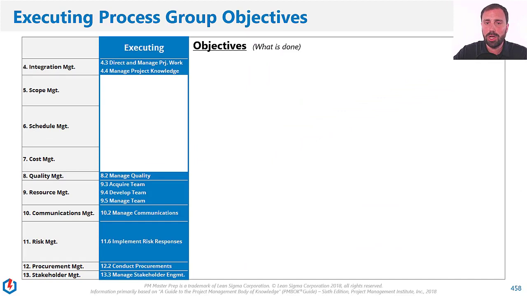All right, let's talk about what is actually done in this executing process group. We said 10, you should see now, 10 processes. And as we look toward the left, let's count them out. Integrating, that's 1. Quality, 2. Resource, 3. Communicating, 4. Risk, 5. Procurement, 6. Stakeholder, 7. So we have 7 of the knowledge areas represented. Okay, so it's a good amount of knowledge areas.